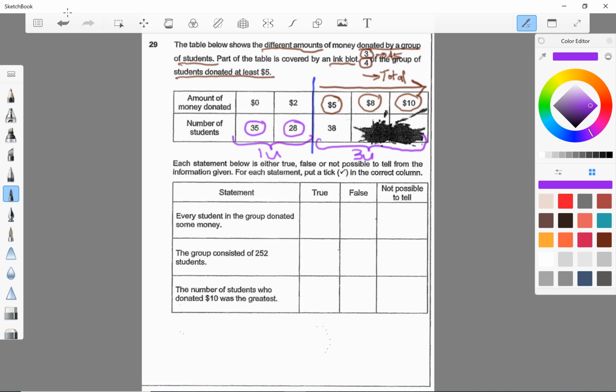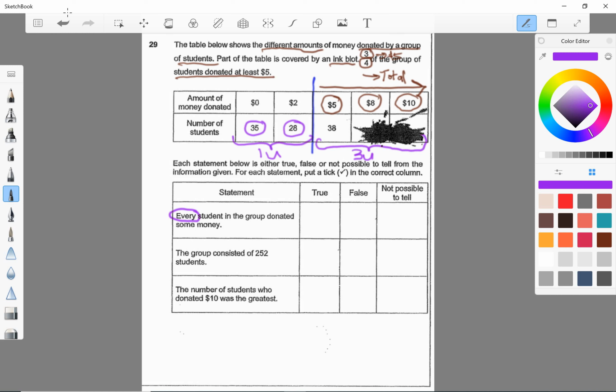Let us explore the 3 statements, because after all, in the exam, the student has only less than 2 minutes to solve a question like this. And in this case, there are 3 statements, which means that there are 3 parts to the question. So first statement, every student in the group donated some money. The key word lies in the word every. And is this true? Is this false? Or is this not possible to tell?